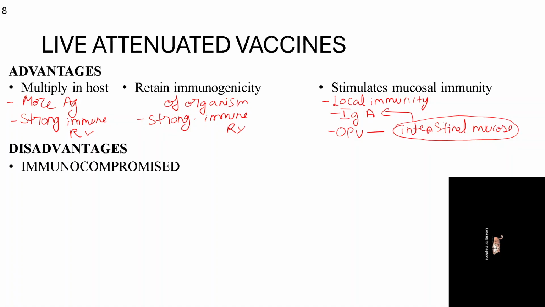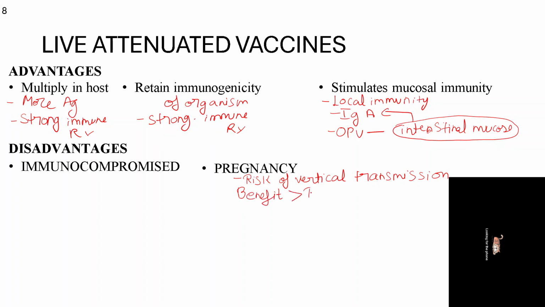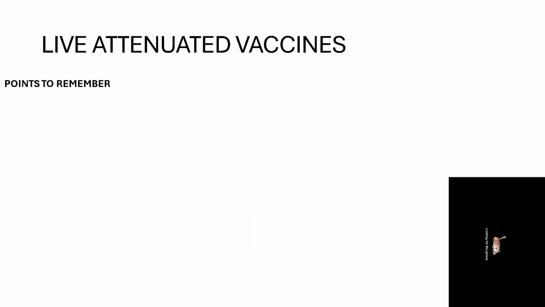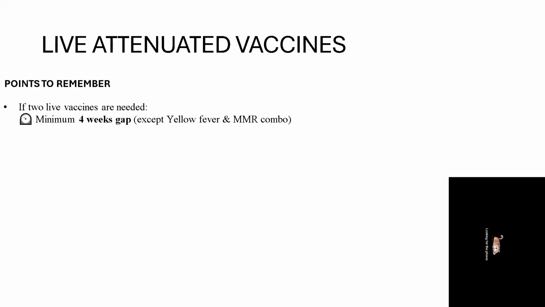It cannot be used in immunocompromised patients, okay, and in pregnancy. Why in pregnancy? Because there is a risk of vertical transmission, right? You can use it in certain cases when the benefit is more than the risk. Clear? Now let's see some points to remember for your live attenuated vaccine.